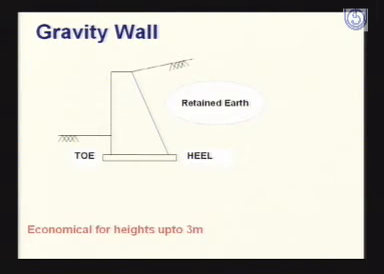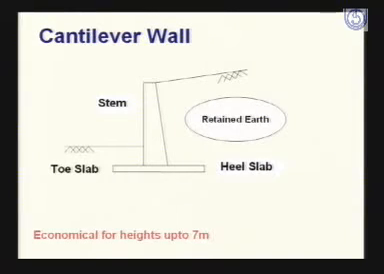So what to do when the height of the wall required is more than 3 meters? Certainly there are other options with us. We can use other types of retaining walls, and the next type of retaining wall is the cantilever wall. The use of this wall is economical up to a height of 7 meters.